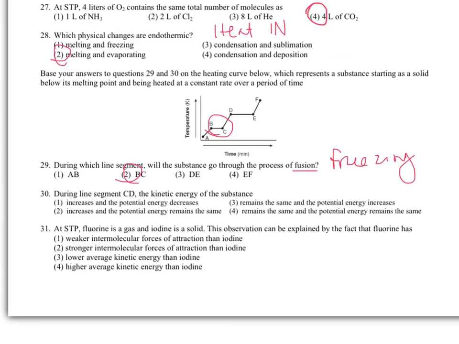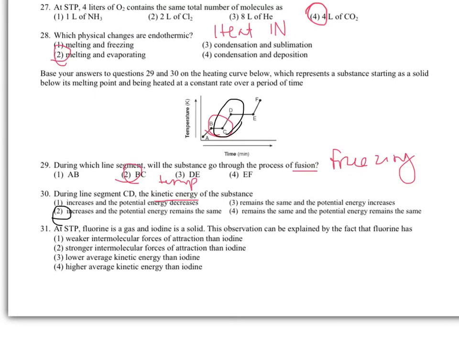And then 30 asks, again it will not be tested, about line segment DC. It asks about the kinetic energy. And kinetic energy is the same thing as temperature. And here you'll notice that the temperature is increasing during line segment CD, while the potential energy remains constant. Only one form of energy changes at a time.